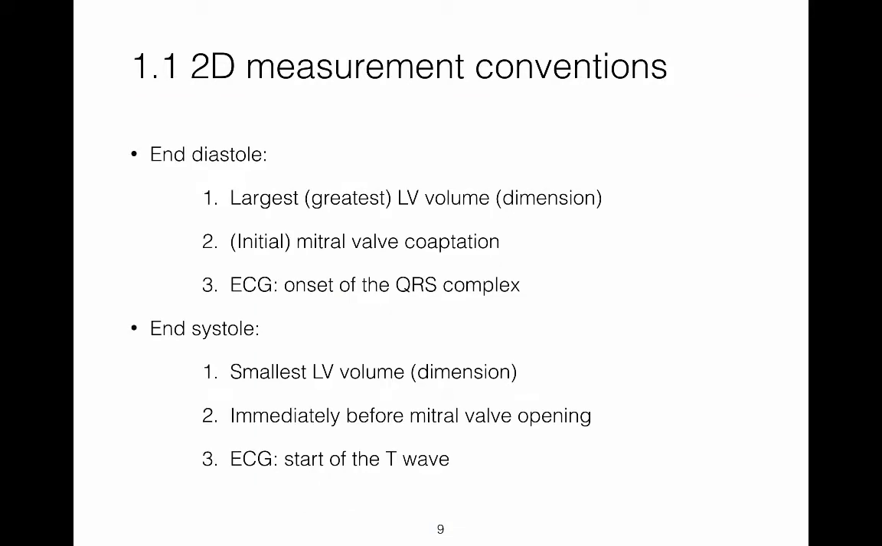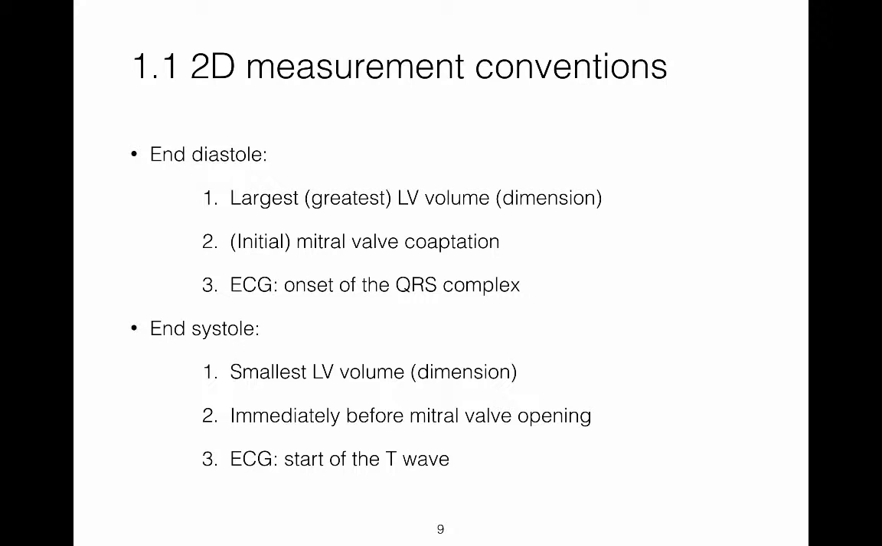2D measurement conventions. Most 2D measurements are made at two distinct points on the cardiac cycle, that is, at end diastole and at end systole. At end diastole, the chamber volumes are their greatest.